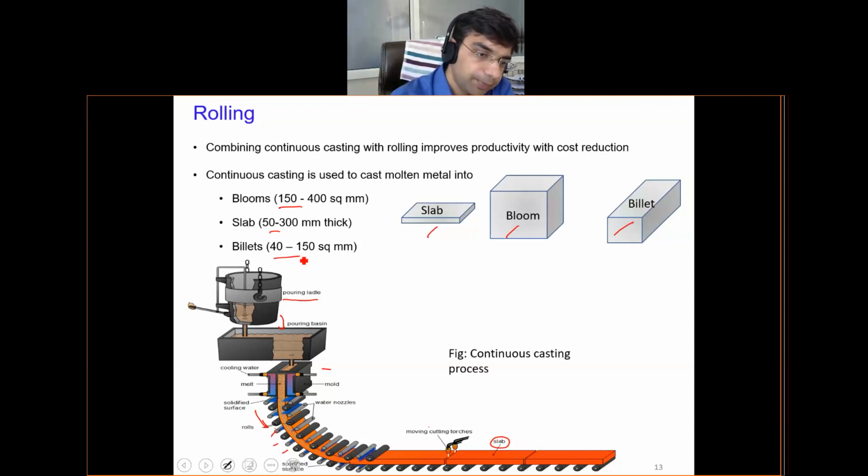But you can understand, as the quantity of molten material is available, the continuous casting process can produce very long slabs, and this is basically a combination of casting and the rolling process. This is very popular, and all these starting materials which are available in the form of slab, bloom, or billet are made using this continuous casting process.